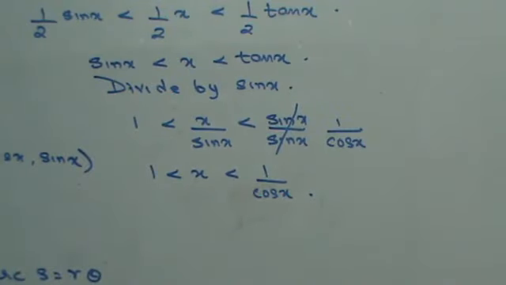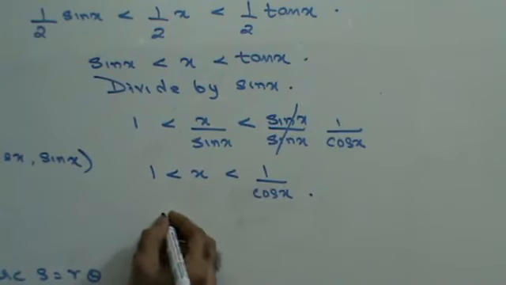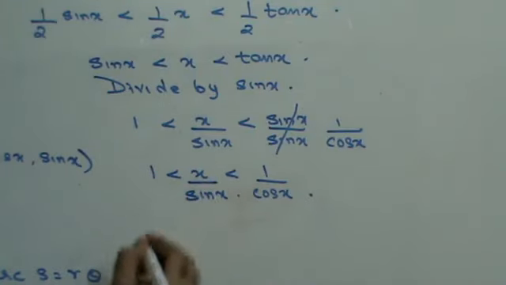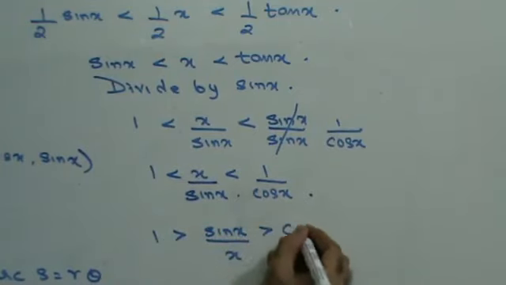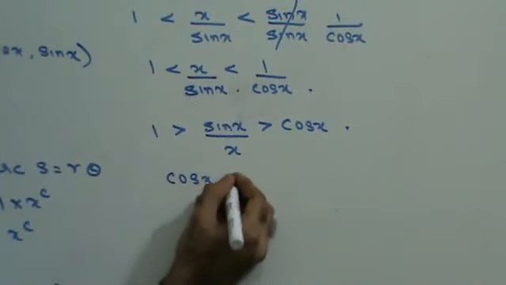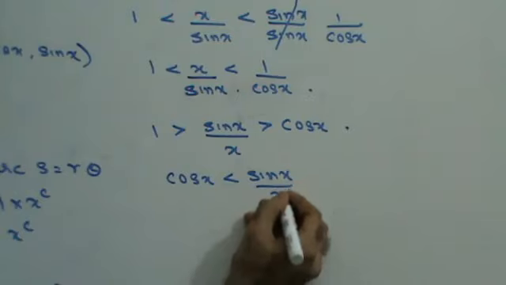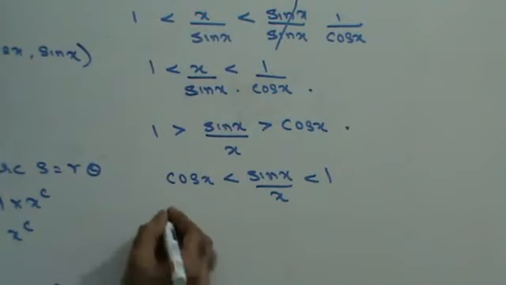Reciprocate. When you have an inequality and you reciprocate, the inequality is reversed. So if I reciprocate this, this will give you 1 is greater than sin x upon x is greater than cos x. Rearrange. This can be written as cos x is less than sin x upon x is less than 1. Multiply by limit of x tends to 0.